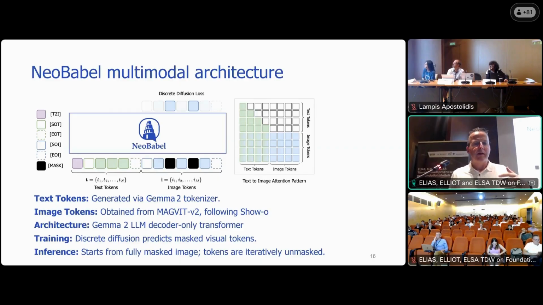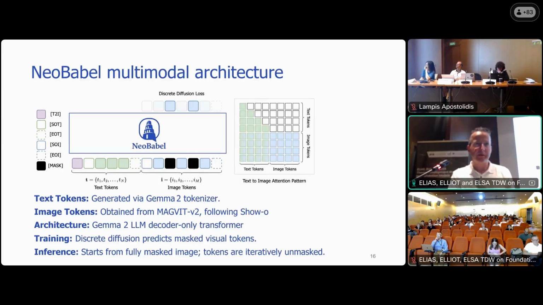Now, we have a hybrid attention approach. The text tokens follow the standard causal relation, and for the image attention, we use a bidirectional diffusion attention. With inference, given the prompt, you start with a completely masked image, and the NeoBabel architecture will then slowly fill in the patches and reconstruct the image given the text prompt.